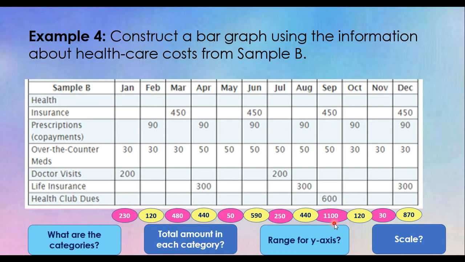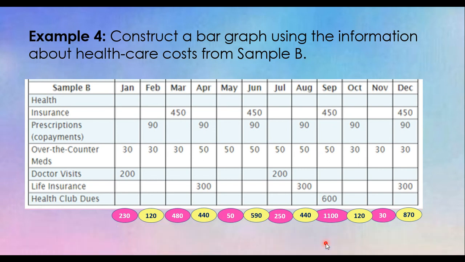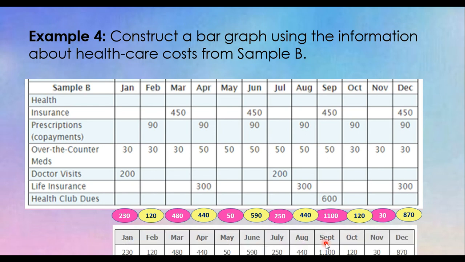100 might be pretty tedious. 500 seems to be a little bit too spaced out, especially considering values like 30 and 50 and all of that. So if I were to make a little chart just to make it a little bit easier, I could say that January is 230, February is 120, so on and so forth.